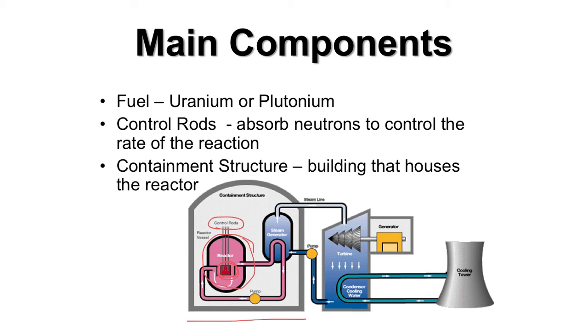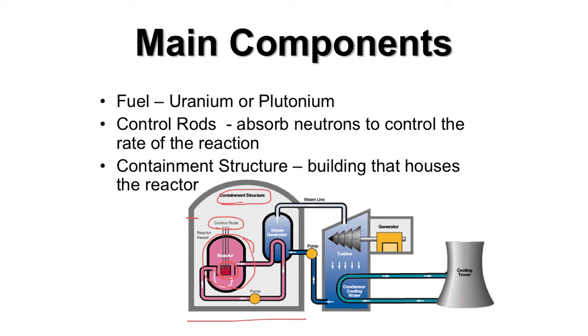The containment structure is made of very, very thick concrete. Usually the reactor is encased in steel, and then this is very thick concrete because remember, gamma radiation cannot penetrate concrete or steel, or lead. So that would help to hold in any radiation if there was a problem.